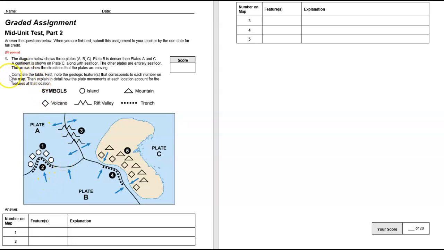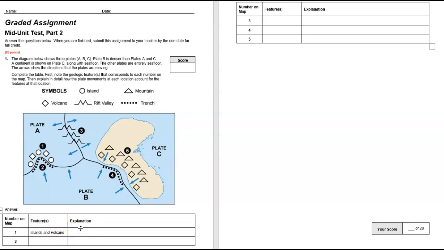Complete the table. First, note the geologic feature or features that correspond to each number on the map, then explain in detail how the plate movements at each location account for the features shown at that location. So for features for the number on the map 1, we have these circles and diamonds, and the circles are islands, the diamonds are volcanoes. So you simply type in there islands and volcano. And then for explanation, and I didn't spell that correctly.